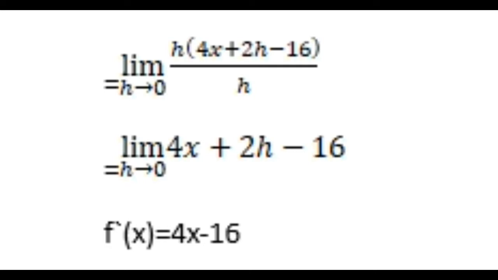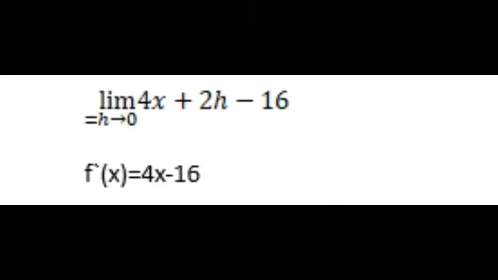Cancel out h, then it becomes the limit of 4x plus 2h minus 16 as h approaches 0. So we all know that h approaches 0, so substitute 0 for h, and it becomes 4x plus 2 times 0 minus 16, and the answer is f prime of x is equal to 4x minus 16.